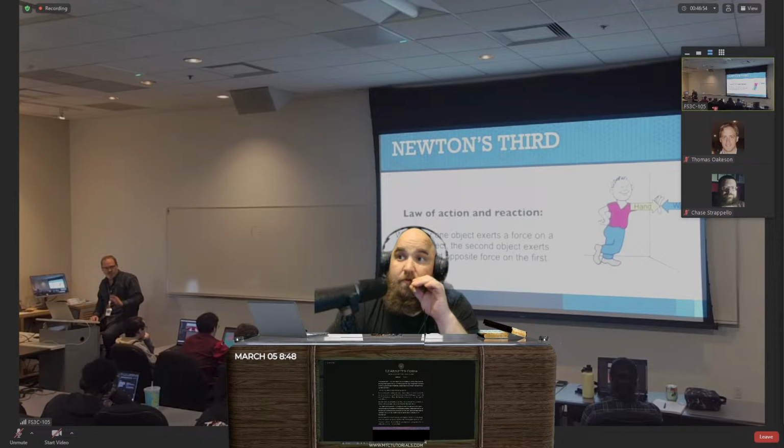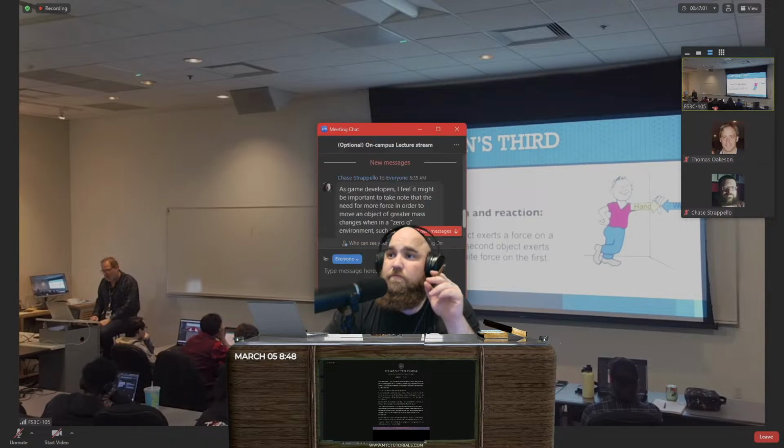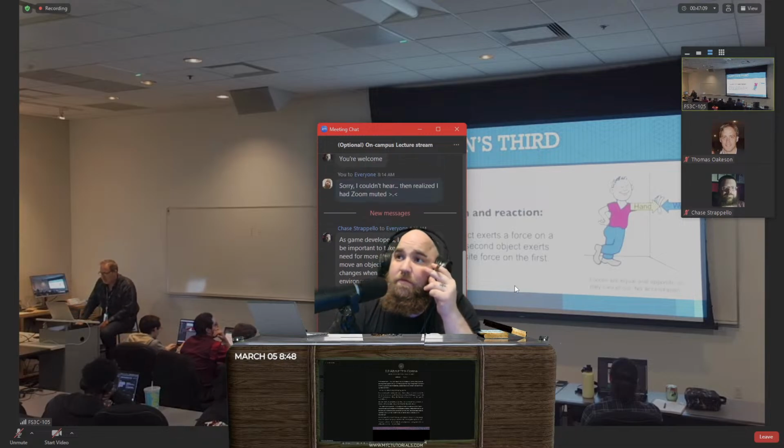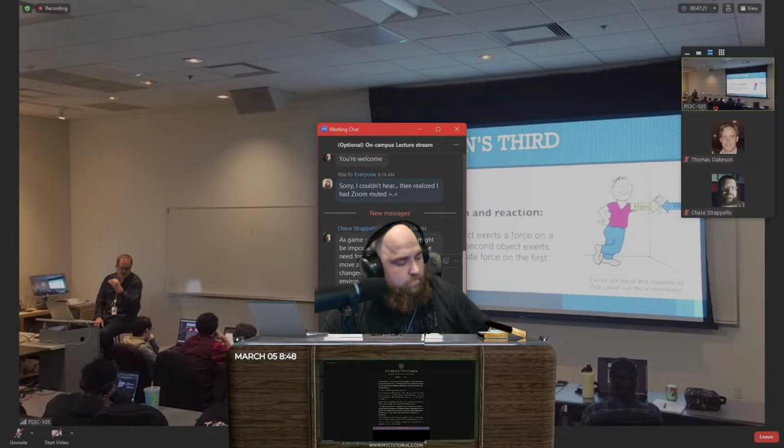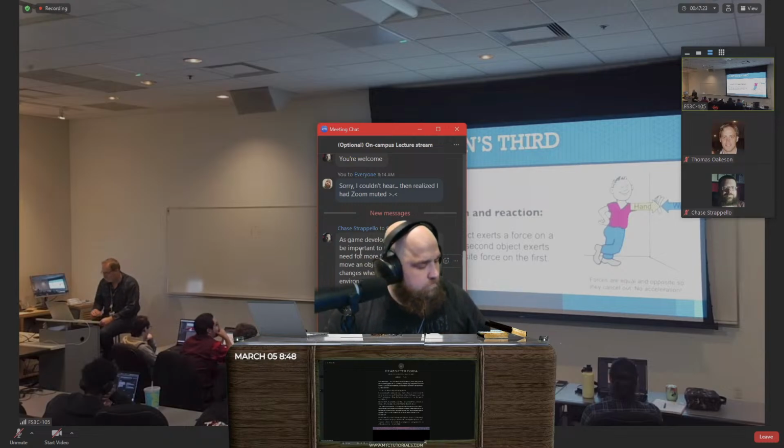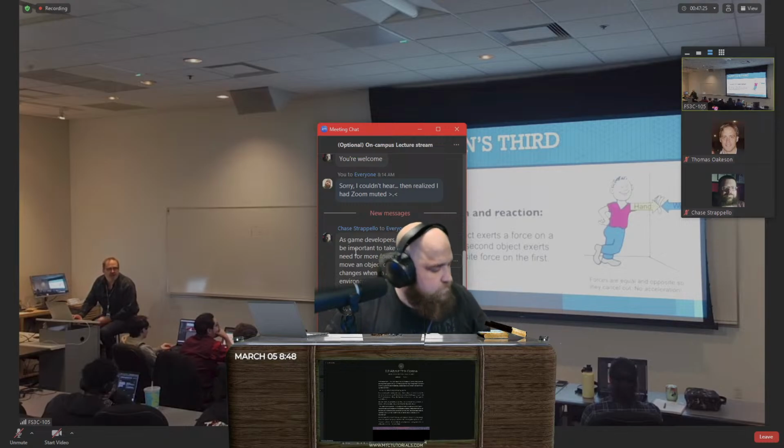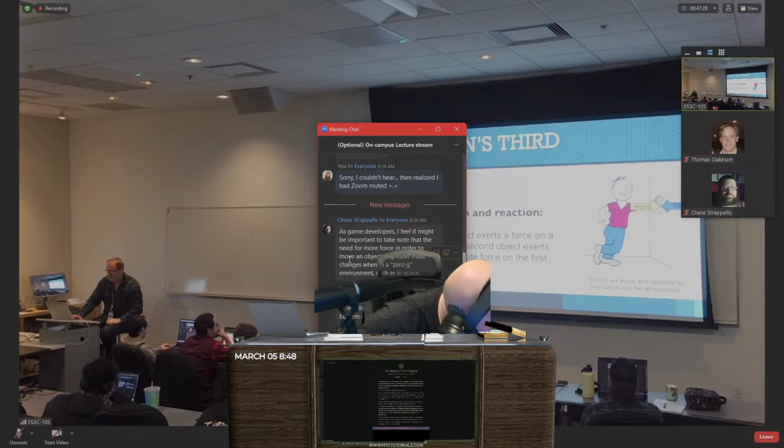Okay, so your applied force is going to have a reaction force acting back on it. Whenever one object exerts a force on a second object, the second exerts an equal and opposite force on the first. So forces are never isolated. There's always going to be a reaction force. Anytime there's a push or a pull, no matter what kind of force, there's always going to be a reaction force acting against it. A reaction force that's equal in magnitude, opposite in direction.